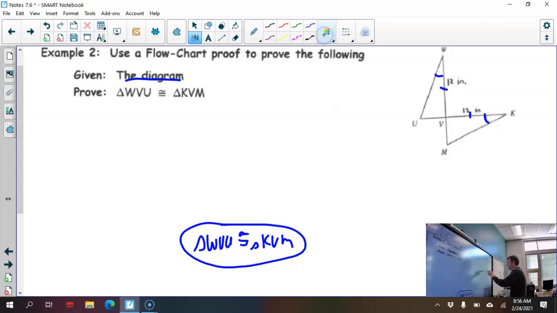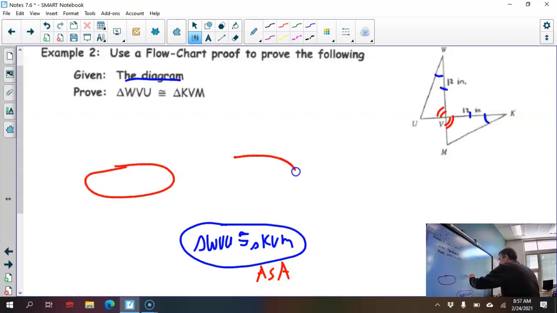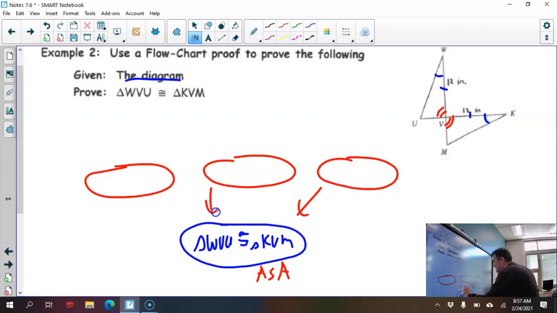Do you see it? These vertical angles are equal. So these triangles are going to be equal by angle, side, angle. I just need to organize my information. I know this is going to be angle, side, angle. So I need three circles above that, and they're all going to feed into that one. And these are going to be my three things that are congruent.